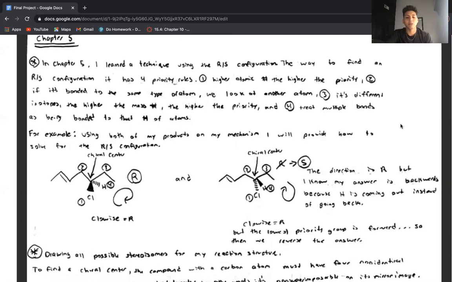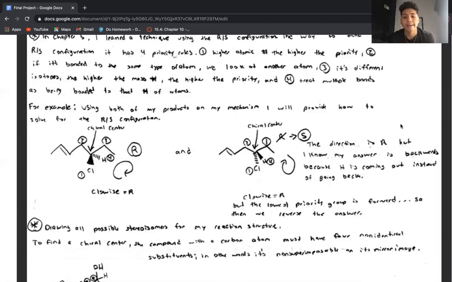So for example, using both of my products in my mechanism, I will show how to solve for the RS configuration. They both have a chiral center, and we number the highest priority, which is chlorine because it is more electronegative. Then we number this one, number 2, because it's longer than this carbon. This is the third, and number 4 is hydrogen, which is way weaker than all of those 3. So when we circle around this, we go clockwise, which makes it an R.